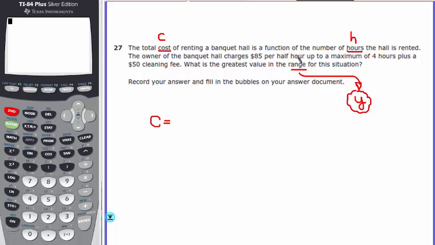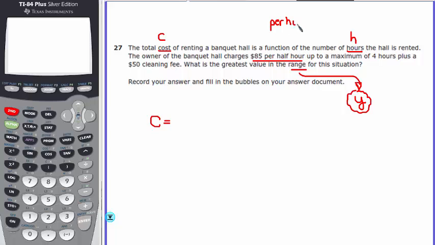$85 per half an hour. Okay, that right there is a trap. We usually charge things per hour. It's kind of weird to charge per half an hour. Now, to make it simpler, we can change this to say per hour. So if they charge $85 per half an hour, in 1 whole hour they will be charging twice as much. So let's change this to say per hour.